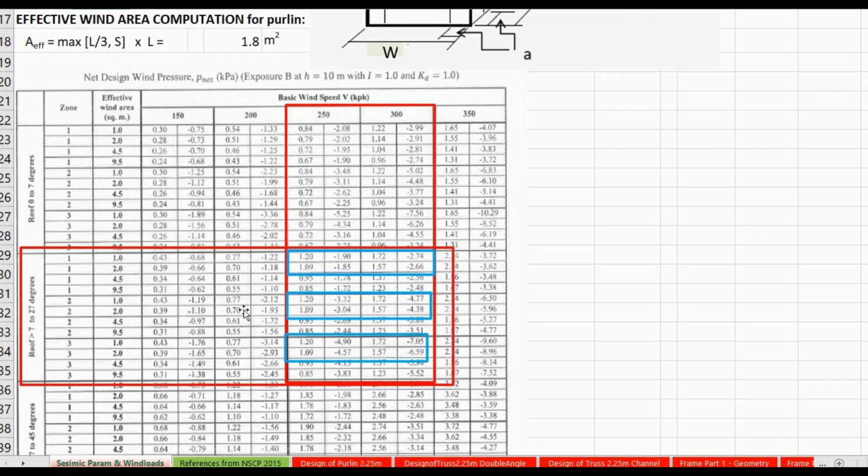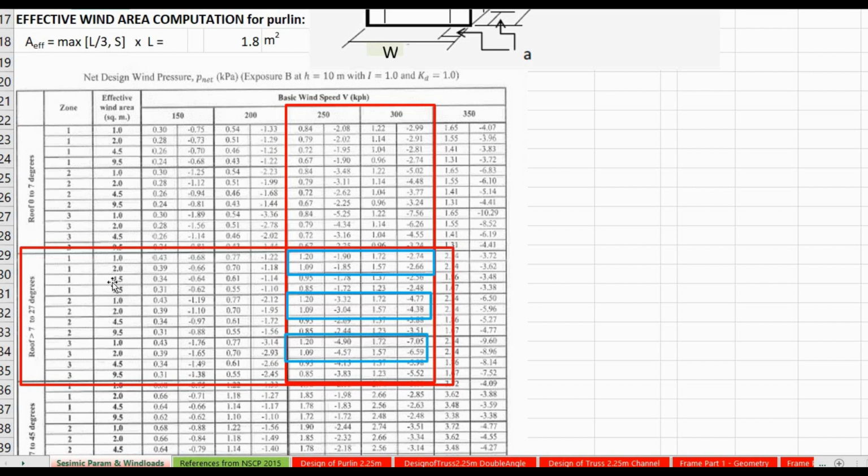So, ito po. And then, ang gagamitin natin ay roof angle is from 7 to 27 degrees. Okay? So, ito yung zones. May zone 1, then may zone 2, tsaka may zone 3. Ito naman ang effective wind area. Take note that the effective wind area is up to 9.5 square meters only.